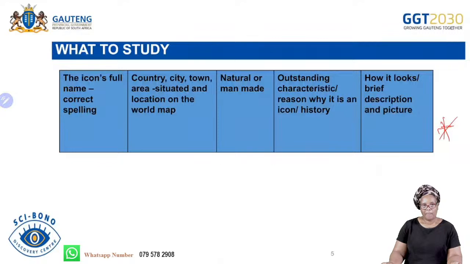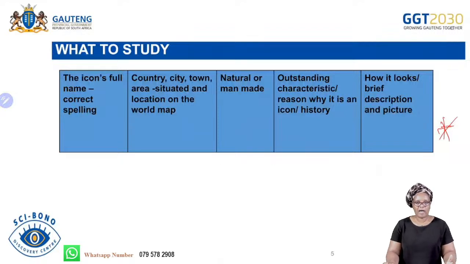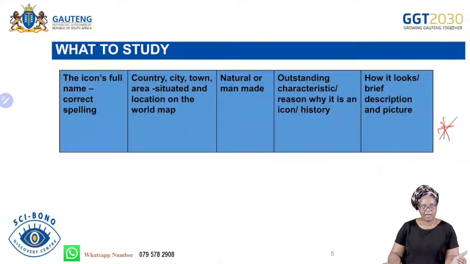The next column, you need to know the outstanding characteristics. There's a lot of information about the icons, but you just take the outstanding characteristics, the reason why it is an icon. And you will give the history about that icon. This won't be found anywhere else. It is specifically for that icon. So you need to know the outstanding characteristics, the reasons why it is known as an icon, and you need to give its history.